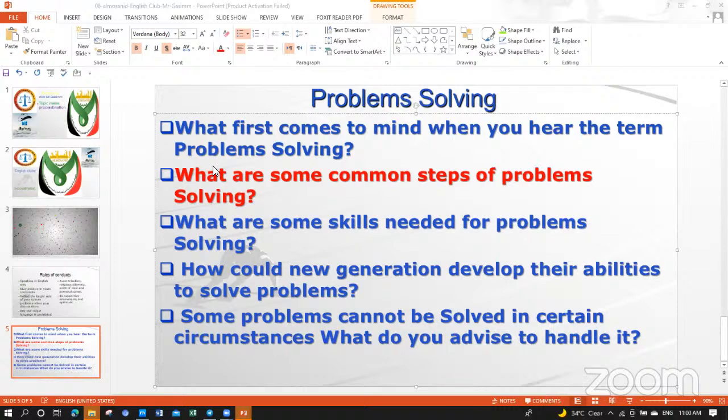Halima is raising her hand and she's been waiting. Yes, Halima, go on. Actually, by my experience, I do believe that the common step of problem solving is to realize that we do have a problem. And we should do things positively so that every problem is solved. Good. Yes, go on.